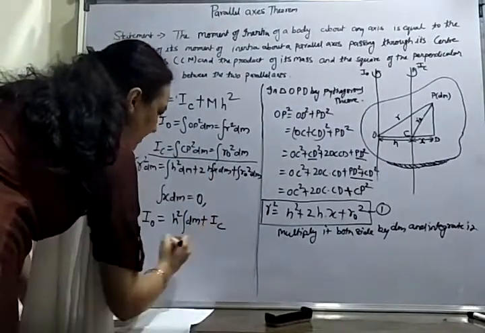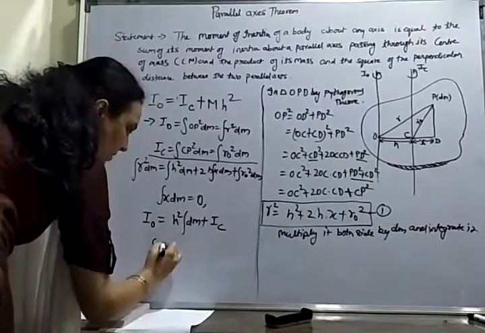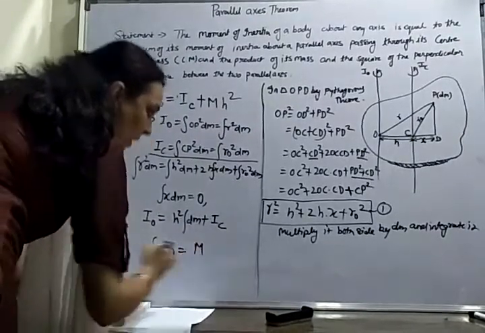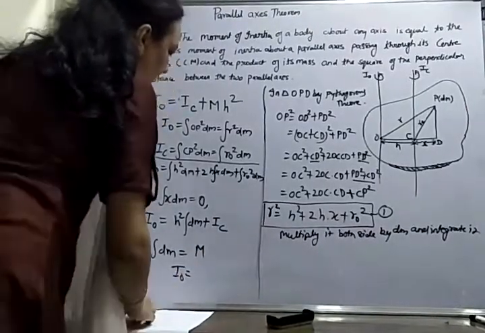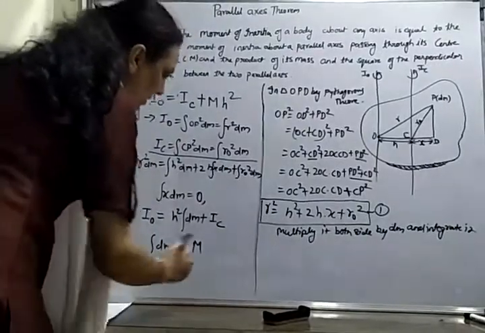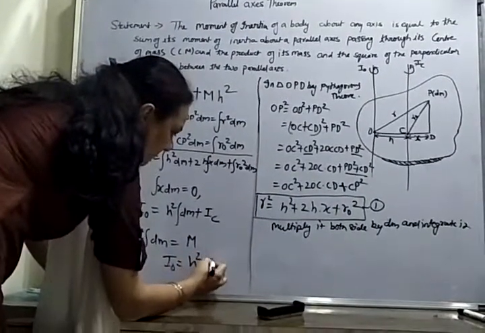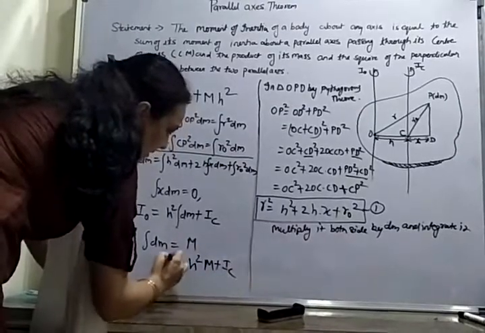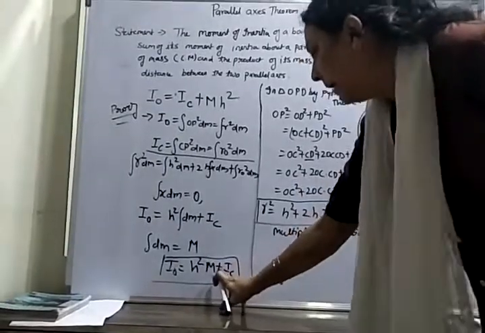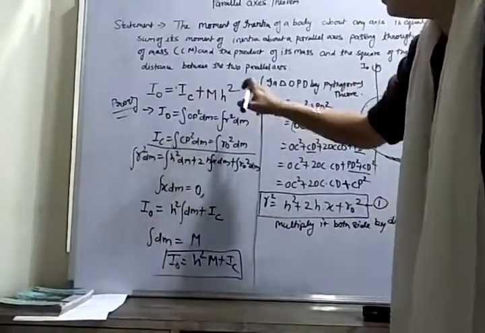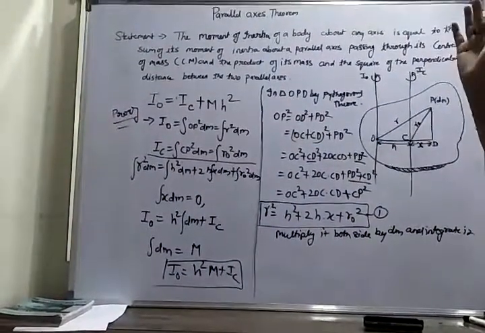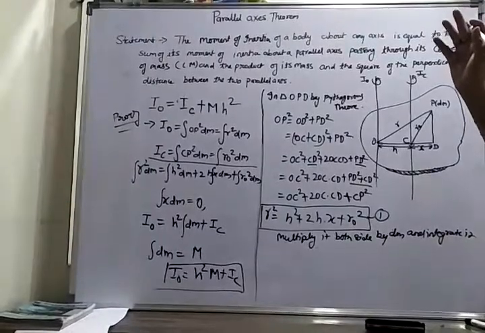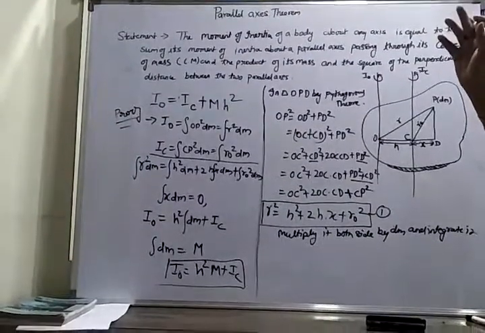IC. IC, correct? Now from this equation, the integration of dm is nothing but the total mass. Correct? Then we will get I0 equal to h squared M plus IC. This is your required explanation. I0 equals IC plus M h squared. This is your required formula for moment of inertia for the parallel axis. Complete. Now in the next lecture we are going to study the perpendicular axis theorem. Okay.